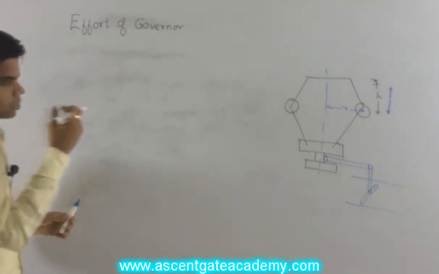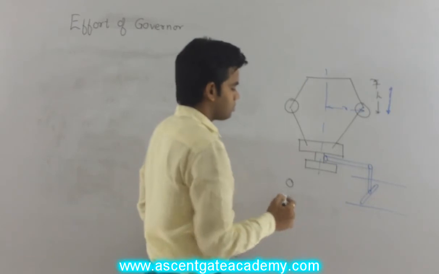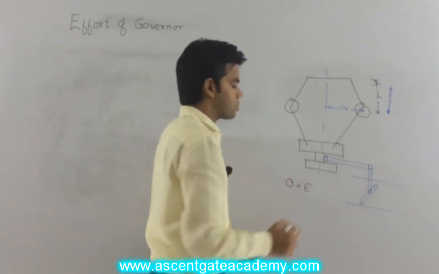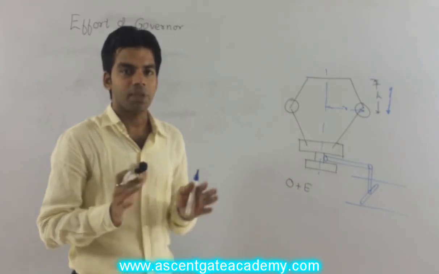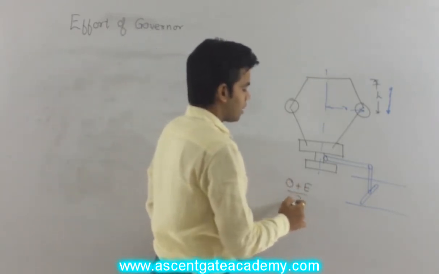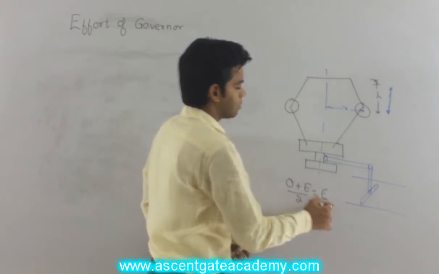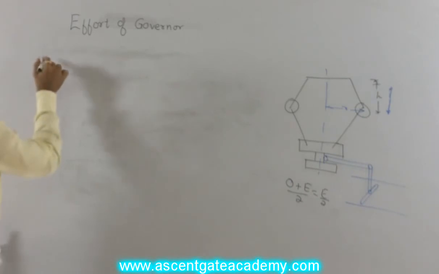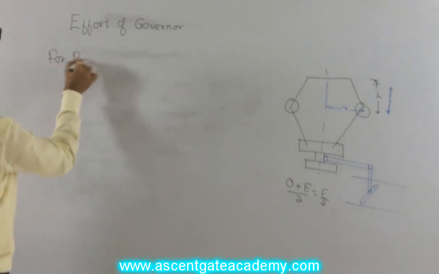Clear or not? Okay, so suppose initially the force is 0. Finally the maximum force is, suppose, E. We want to determine the mean force. So the mean force will be equal to (0 plus E) by 2, which is equal to E by 2. Clear or not? Okay, so just write down the formula for effort for a Porter governor.